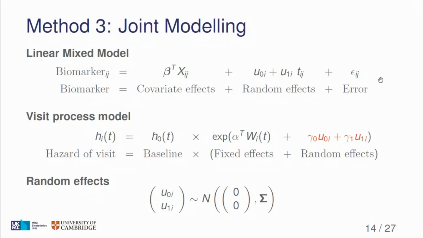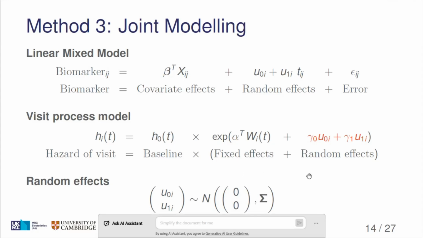This is just showing what that looks like in equations. So the linear mixed effects model is the same as the one we had before. And the visit process model is the same, except that now we allow there to be dependence on those underlying random effects, the U0 and the U1. And again, those random effects are assumed normally distributed.